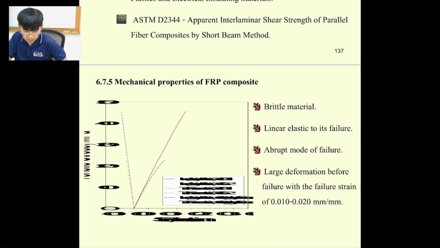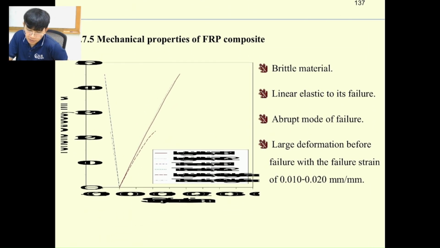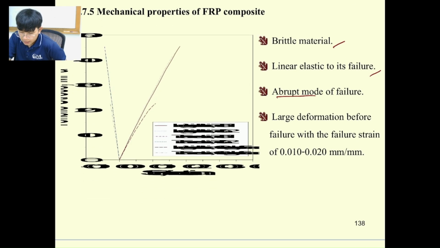Here, in conclusion, for the mechanical property of FRP, it's a brittle material and linear elastic up to its failure, and it's going to fail suddenly. We call it rupture, a brittle failure, and it also produces very little deformation before it fails.